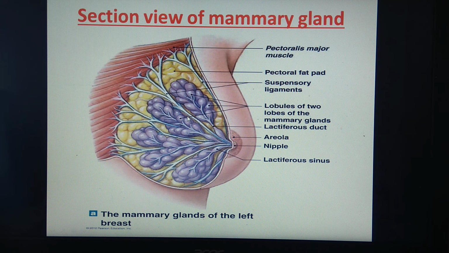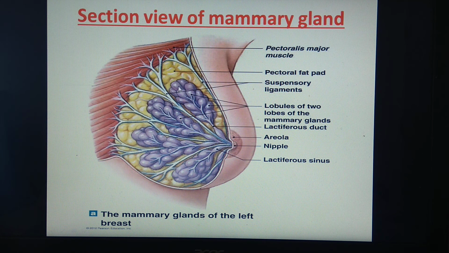The function of the alveoli is to secrete milk, which is stored in them. Alveoli open into mammary ducts or mammary tubules, and the tubules of each lobe join to form a mammary duct. Many of the mammary ducts join together to form the mammary ampulla. You can see this ampulla-like structure here. These are called mammary ampullae, and they are connected to the lactiferous ducts.